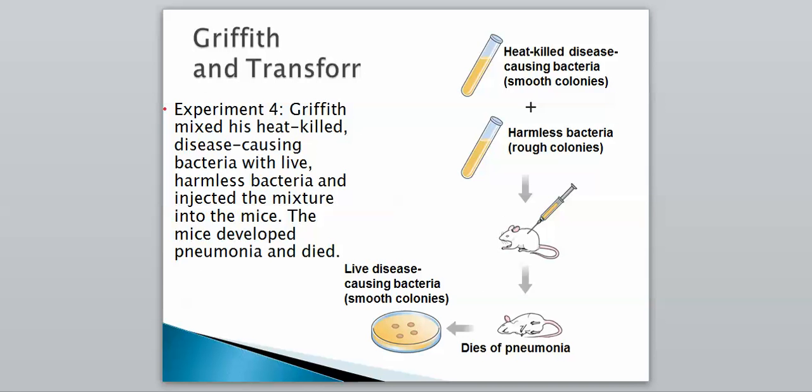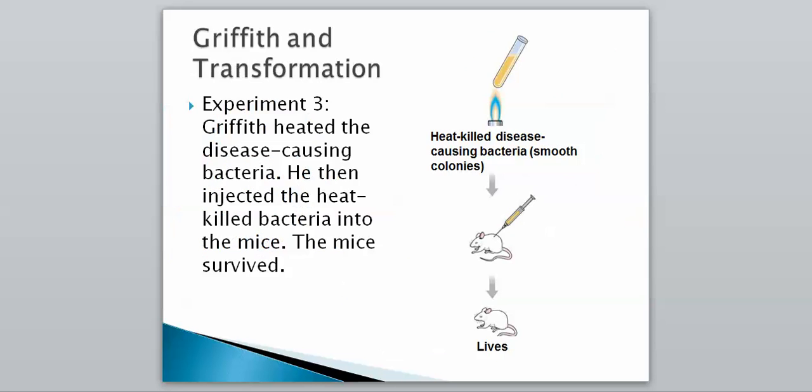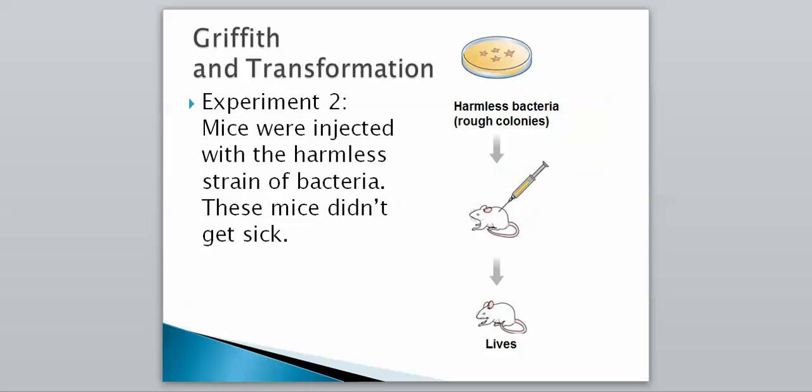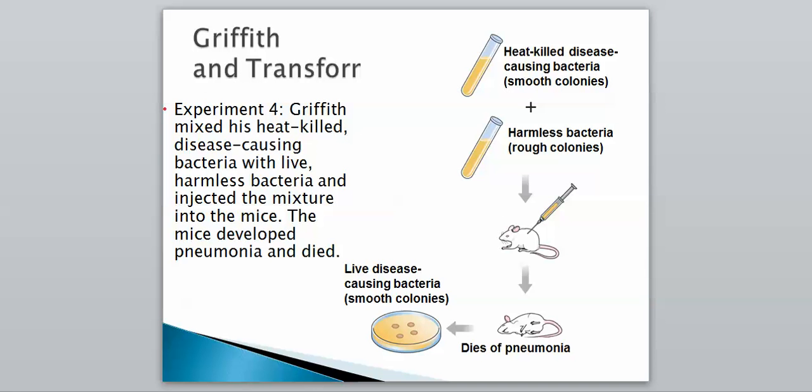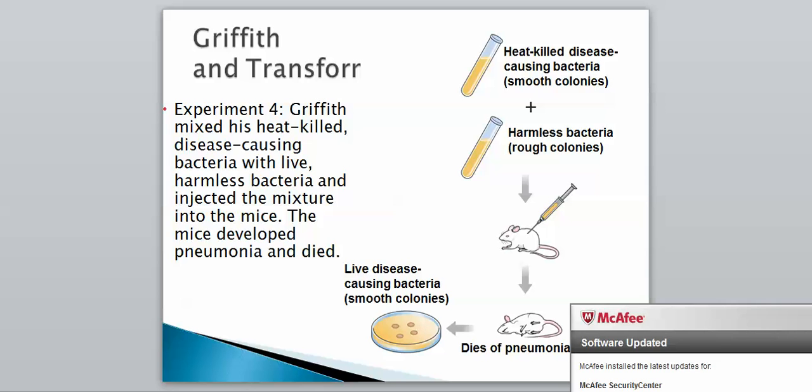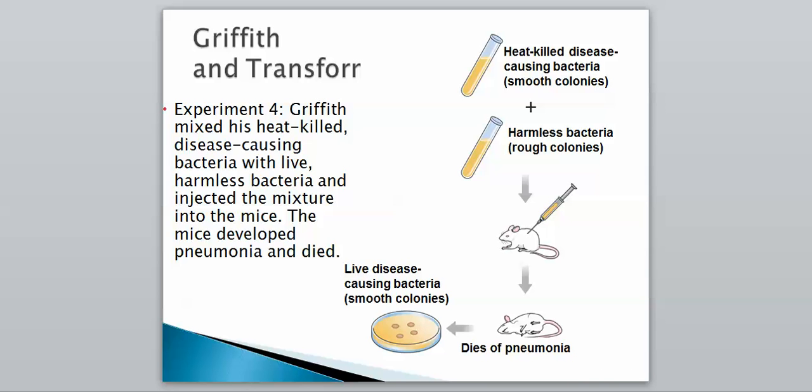In experiment 4, Griffith mixed his heat-killed disease-causing bacteria with live harmless bacteria and injected the mixture into the mice. He basically took his bacteria from experiment 3, mixed it with his bacteria from experiment 2, and then injected it into the mouse. However, this time the mice developed pneumonia and died. Something different happened here that he really didn't expect to see. We're going to get to his conclusion next, after making our experiments.